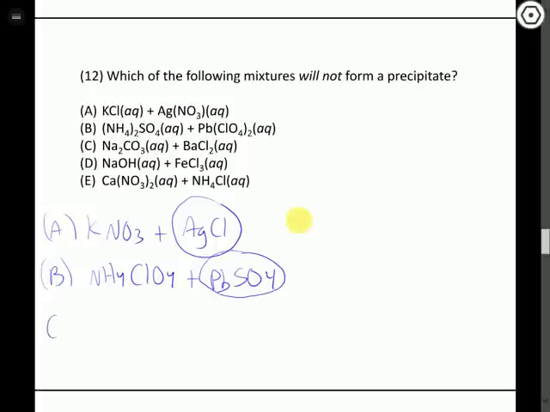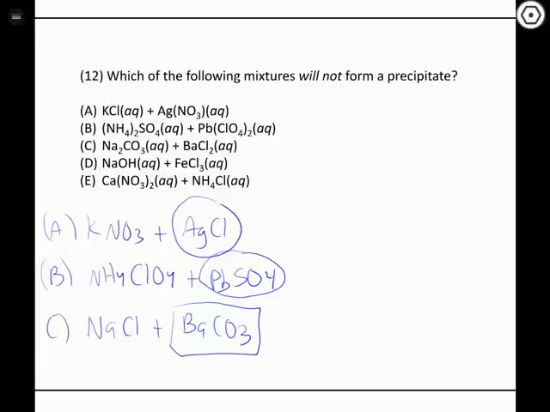For choice C, we form two products. So for choice C, we're mixing sodium carbonate and barium chloride. So we're going to form NaCl plus BaCO3, barium 2 plus, carbonate 2 minus. And we should recognize that pretty much all carbonate salts are insoluble, so that's going to be our precipitate here. Sodium chloride we should definitely recognize as being soluble, otherwise the world's oceans wouldn't exist as they do today.